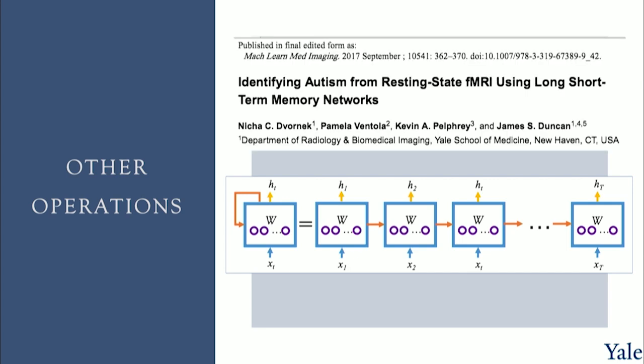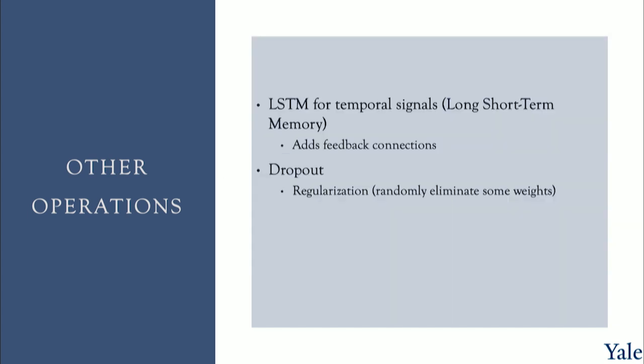And this internal memory makes LSTMs really powerful for temporal processing. And just as an example, in our work, we developed LSTM-based models to automatically identify autism from functional MRI time series data. Another common layer performs the dropout operation, which is important for model regularization. And essentially, during training, the connections between some of the nodes are eliminated or dropped, and this helps prevent the model from overfitting to noise.